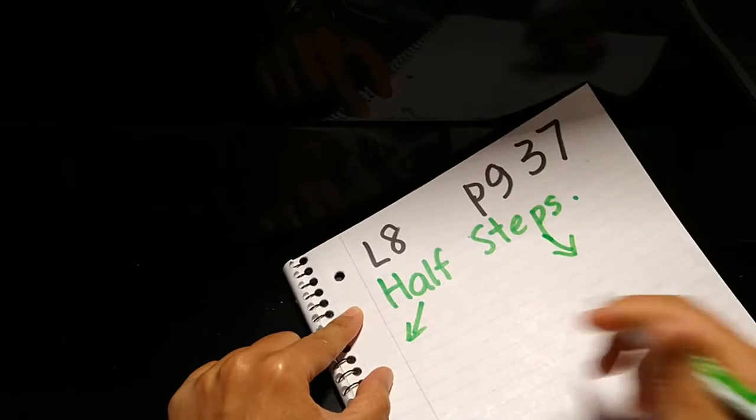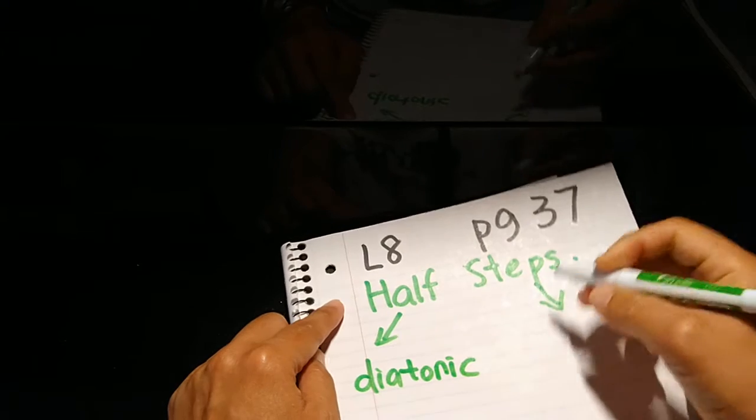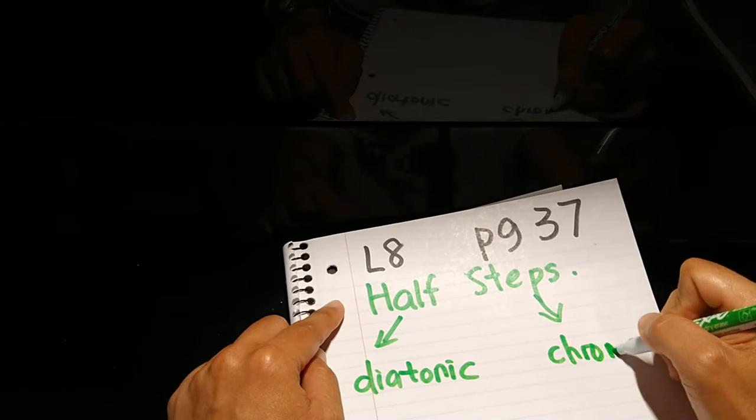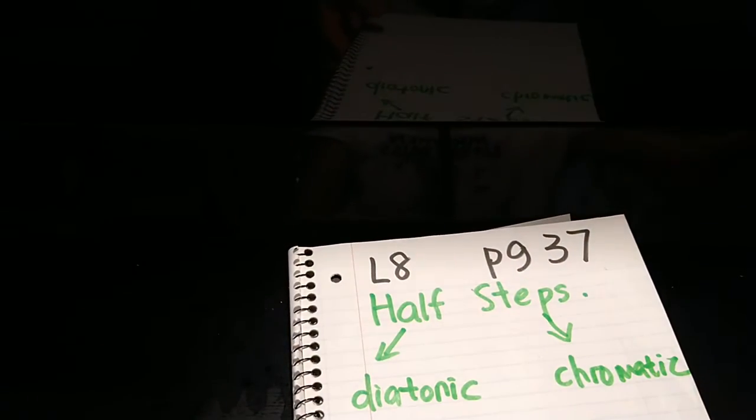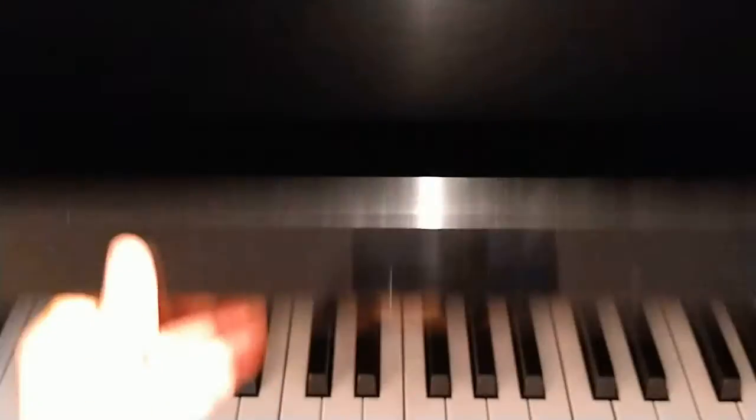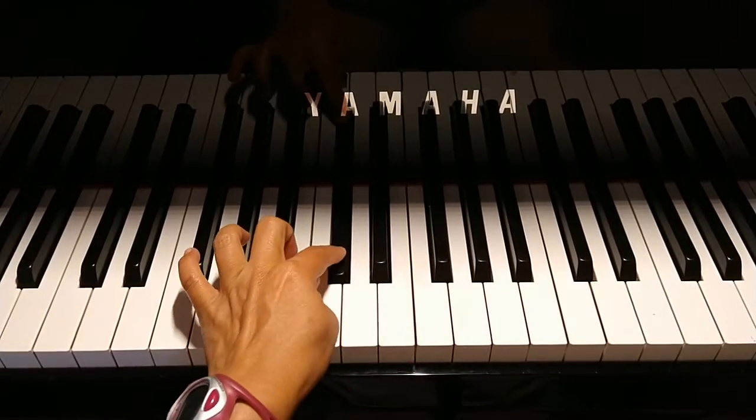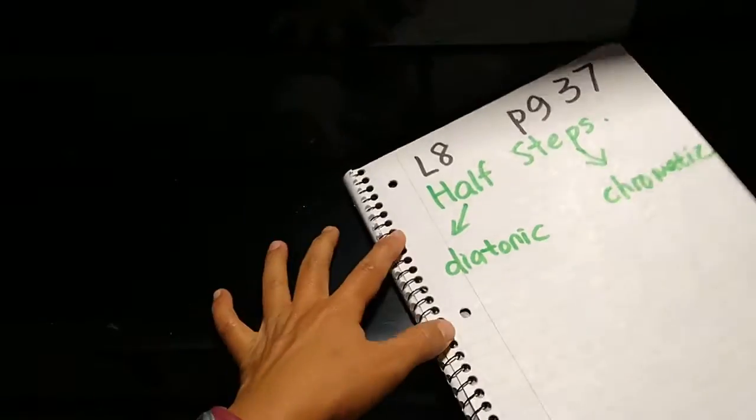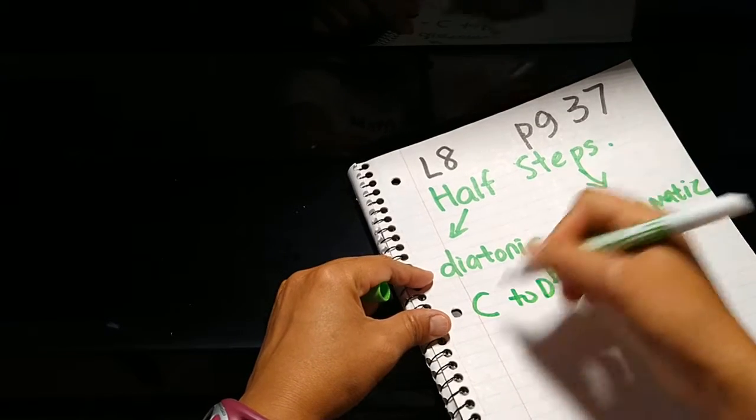One is called diatonic half step, and one is called chromatic half step. Okay, so two examples for you, diatonic and chromatic. So diatonic is C to D flat. So if you have C to D flat, it is diatonic.